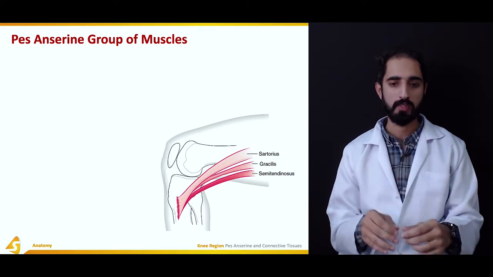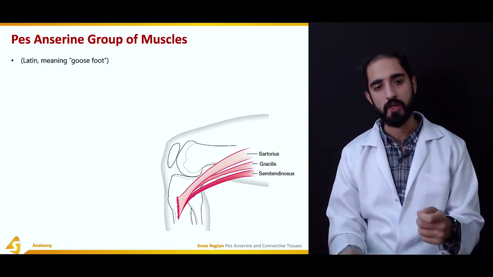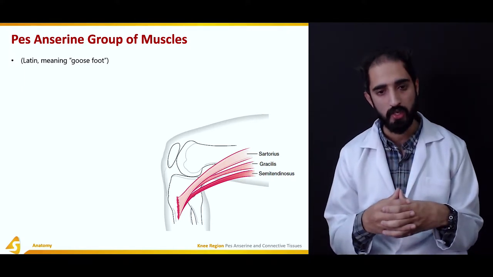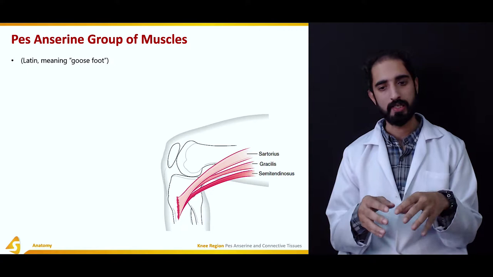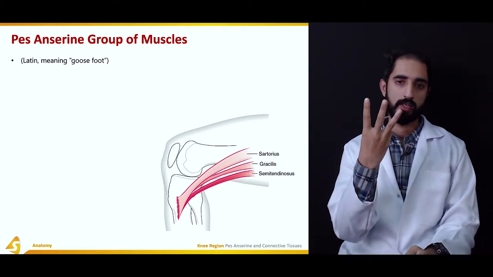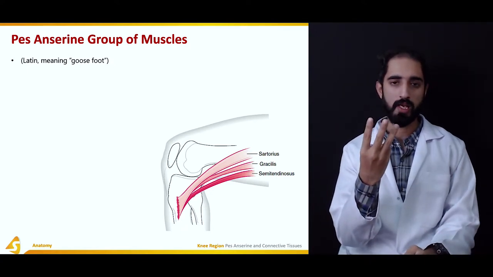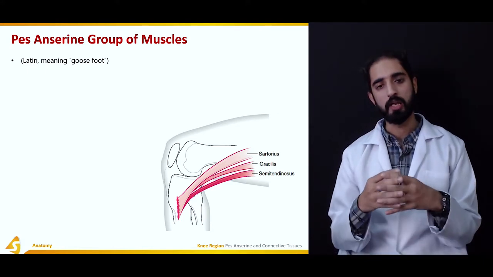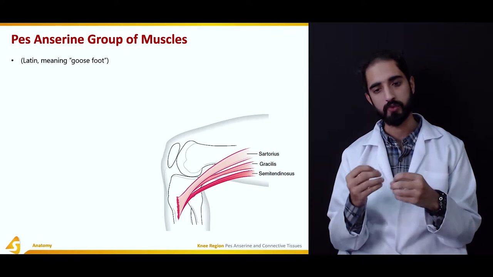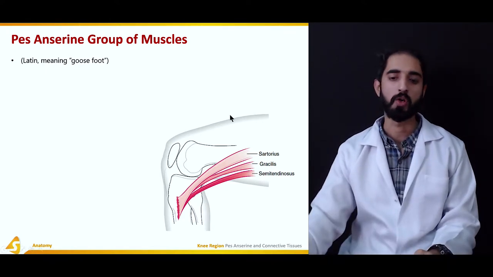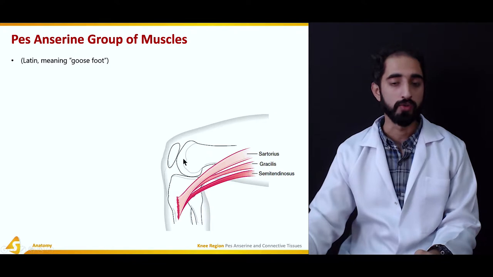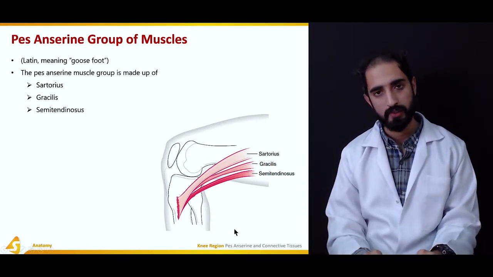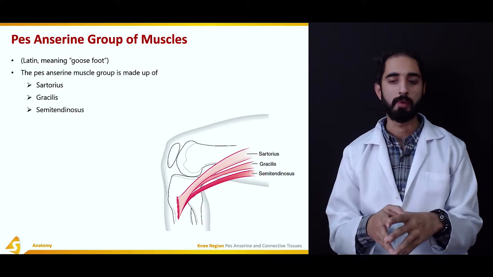Talking about the Pes Anserine group of muscles, the name is actually taken from the Latin word which means goose foot, because a goose foot is like this. It has three toes and a webbed foot. Because of that, we have given it the name Pes Anserine, because it also has three muscles. And if you take a look at it, it also looks like a goose foot. So it has three muscles consisting of sartorius, gracilis, and semitendinosus.